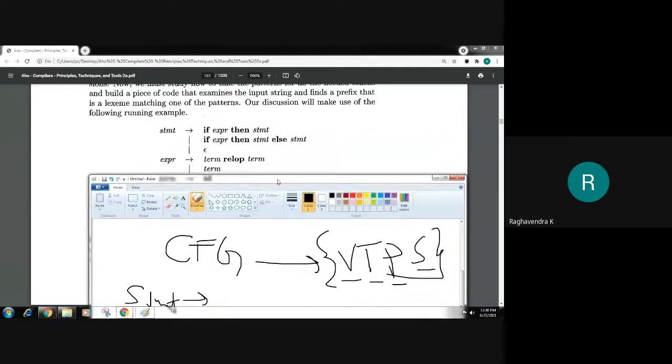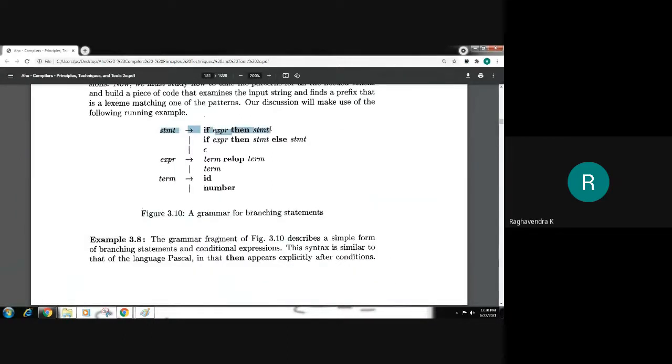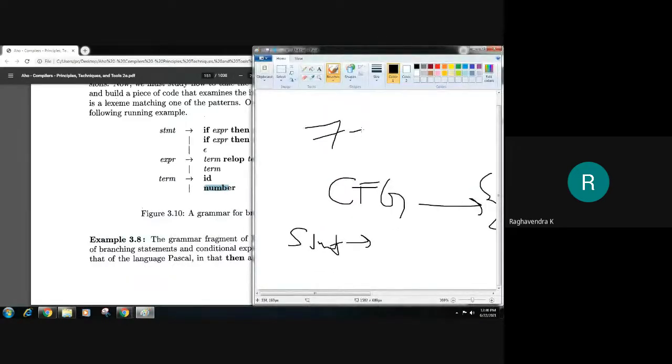So how many productions are there? One: statement deriving this. Statement deriving this, 2. Statement deriving this, 3. Then 4, 5, 6, 7. So there are around 7 productions in the given grammar.